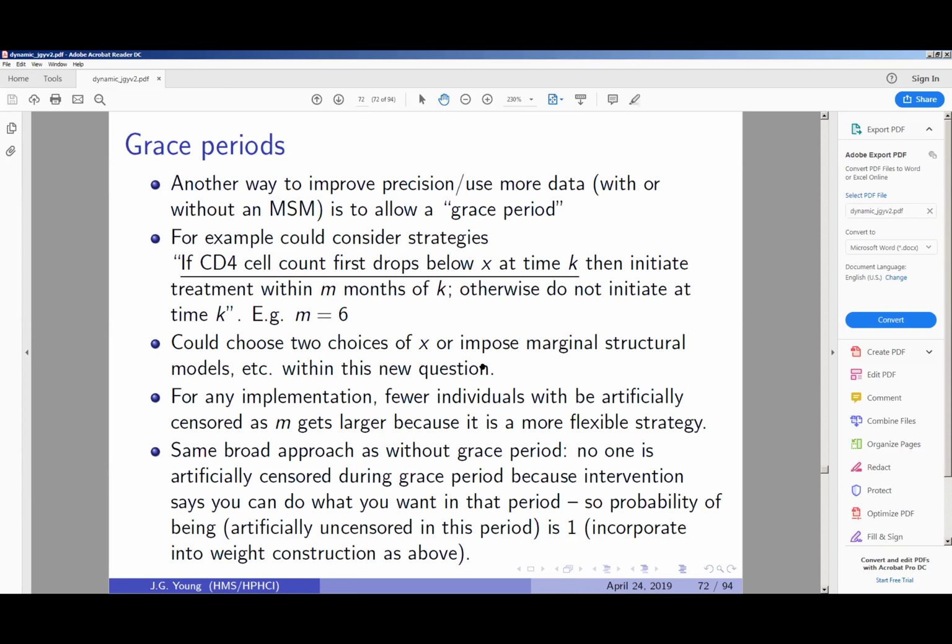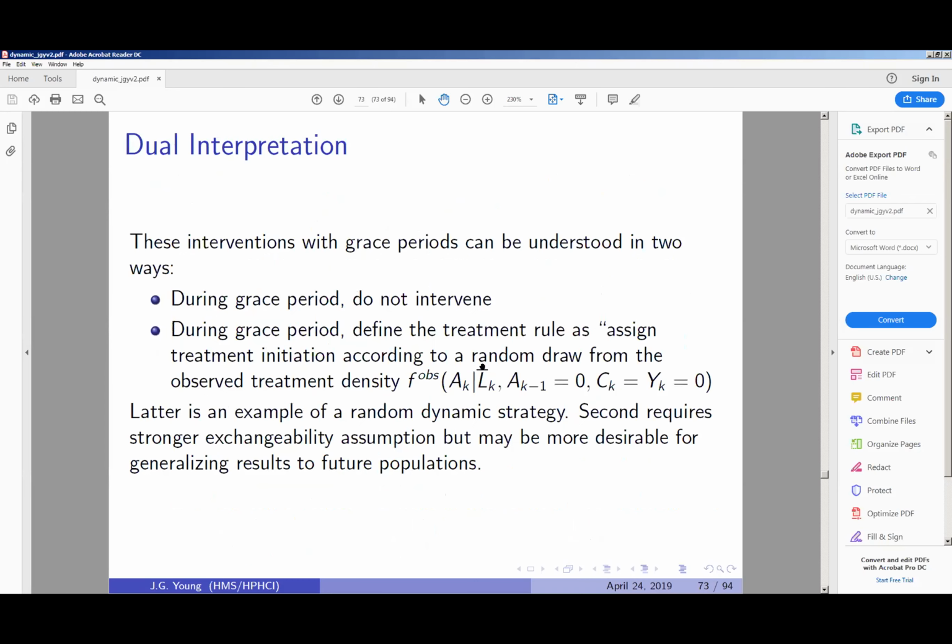So in this case, we could use all of the machinery that we used before with artificial censoring, but here, as you might imagine, you're going to get a lot less artificial censoring as you make M bigger, because basically this is saying you're allowed to do whatever you want in the grace period. You just have to start once you meet the criteria by the end of it. So you can imagine as M goes to infinity, what that's saying is I'm not going to intervene on you at all. So you get a lot less artificial censoring. Whether this is your question or not, this is where we have to decide. So we're better supported for this question, but is it really the question we wanted to ask?